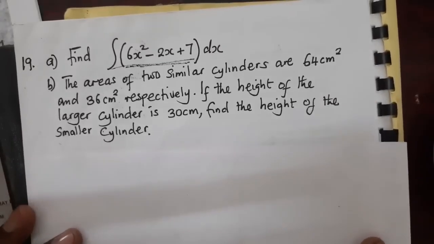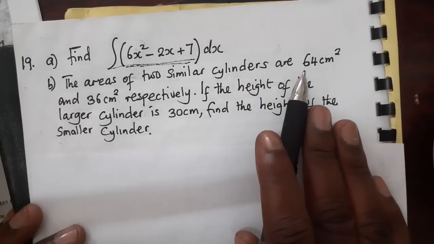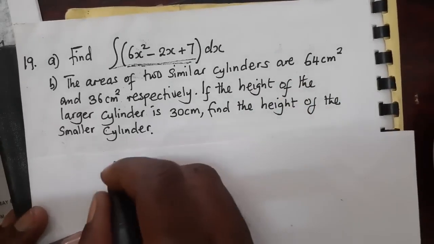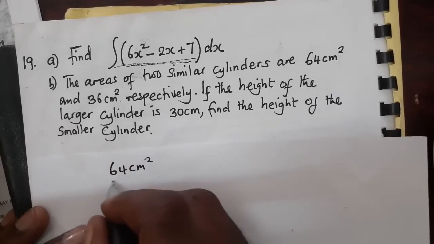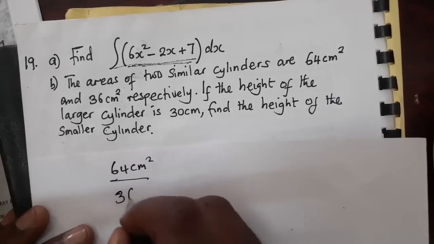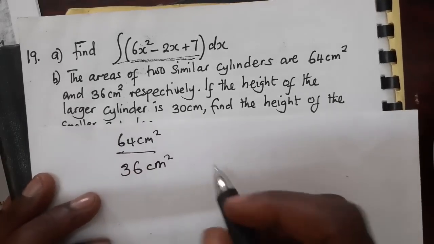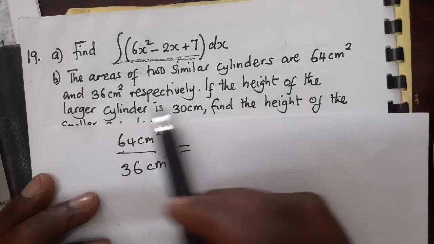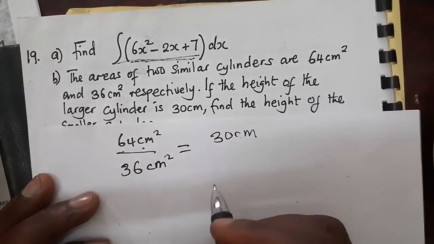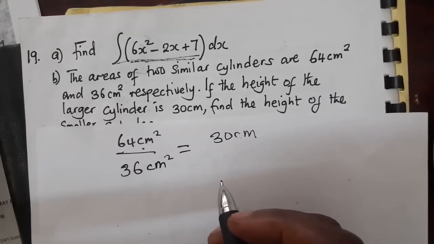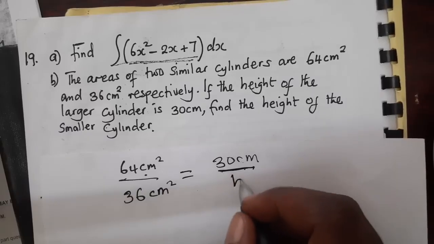So we get the second part, which is: the areas of two similar cylinders are 64 over 36 respectively. If the height of the larger cylinder is 30 centimeters, find the height of the smaller one, so we can put just h here.